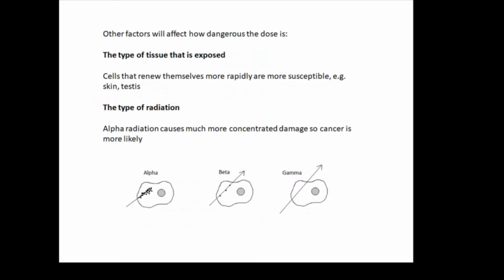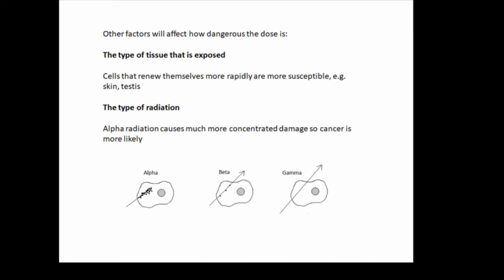Now, there are other factors which will affect how dangerous it is. The type of tissue. It's interesting that cells that renew themselves more rapidly, such as skin cells, or if you're a gentleman, the ones between your legs, they multiply rapidly and they are more susceptible. And this is actually how radiotherapy works, because cancer cells are more susceptible as well. So we blast cancer cells with nuclear radiation, and ironically, that's a good way of killing them.